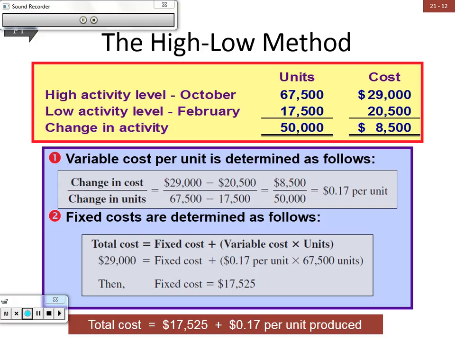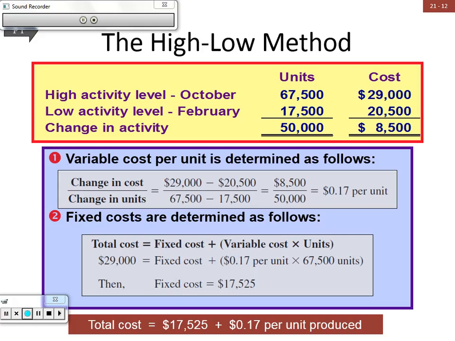Variable cost per unit is determined as change in cost divided by change in units. That's what that graph is showing you. So now they're just showing how they did that going across. Instead of subtracting here, they're going across this way, right? Horizontal. And then showing you that 8,500 over the 50,000 units to get the variable cost per unit.